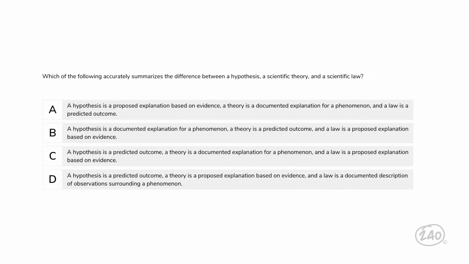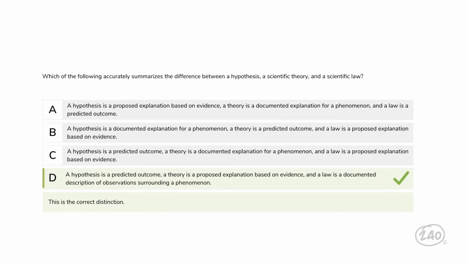Which of the following accurately summarizes the difference between a hypothesis, a scientific theory, and a scientific law? The best choice here is D. A hypothesis is a predicted outcome. A theory is a proposed explanation based on evidence, and a law is a documented description of observations surrounding a phenomenon. Now you try to be the host as you do some assessment and instruction of your students.